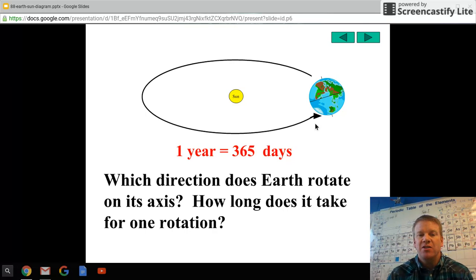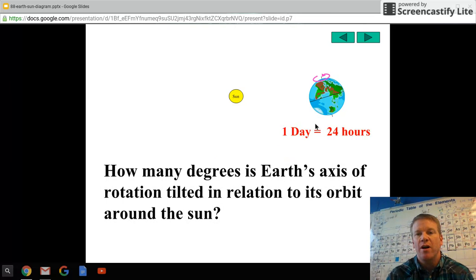How long does it take for one rotation as it is spinning on its axis? Well, we talked about that one. One rotation is 24 hours, and we call that a day. How many degrees is the Earth's axis of rotation tilted in relation to its orbit around the sun? We talked about that, and we looked that up, and we saw that it's 23.5 degrees.